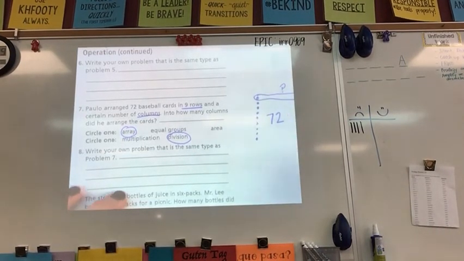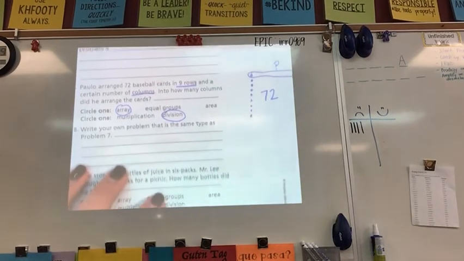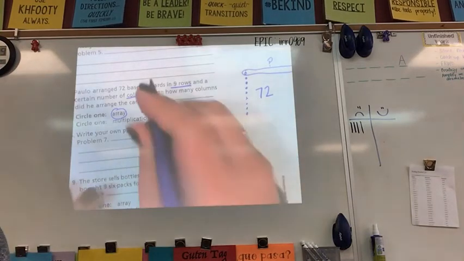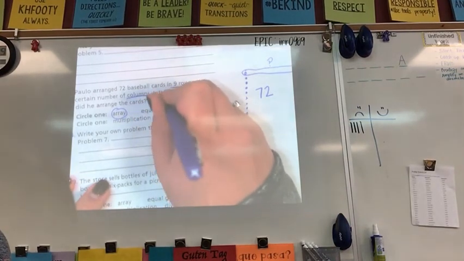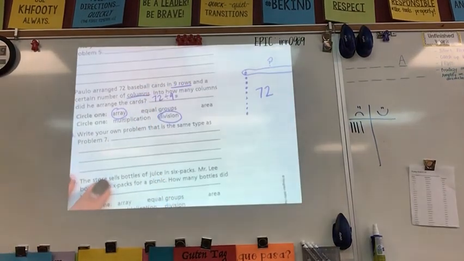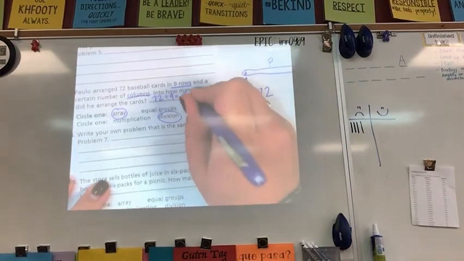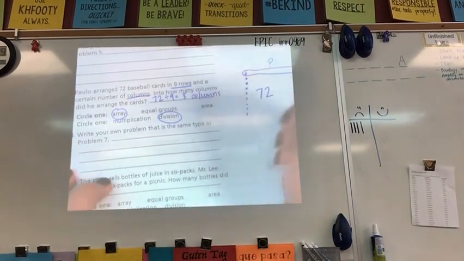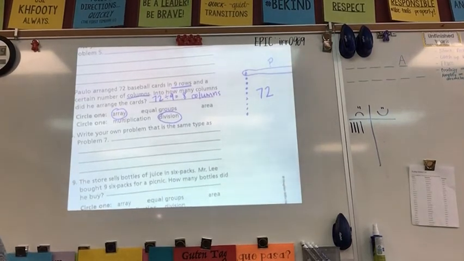Who's got an equation answer label for me? Braylon. 8 columns. Nice work. Do you guys think you can write your own array problem? I think you can.